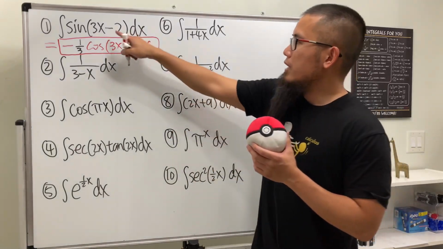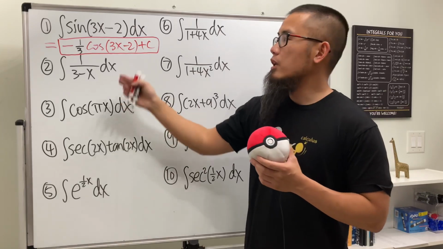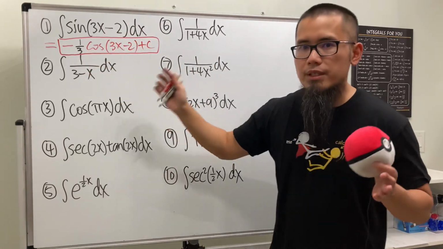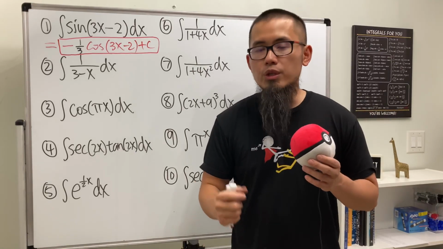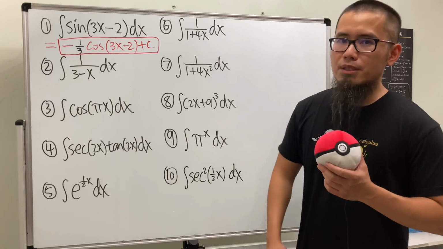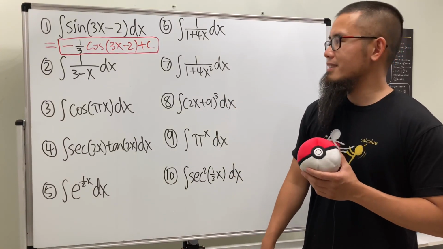However, if we had 3x squared minus 2, then we cannot do this. Do not just divide it by 6x. We can only do this when the derivative of the u is just a number, just like that. Alright, now please pause the video and try the rest of the questions before you watch the solution.